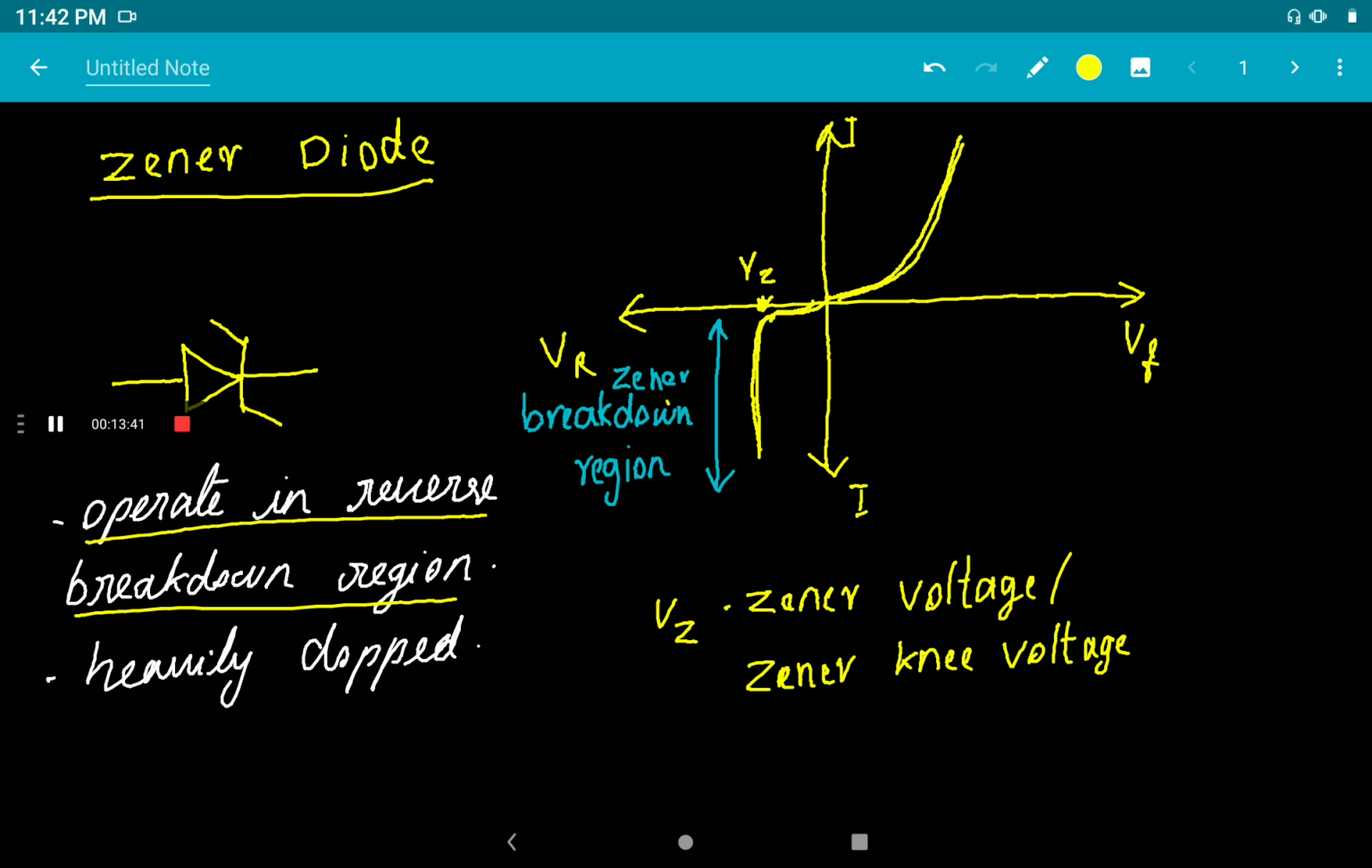And the main application of the Zener diode: it works at this constant reverse voltage while the current increases. So the voltage is constant, that means it can be used as a voltage regulator. Okay.